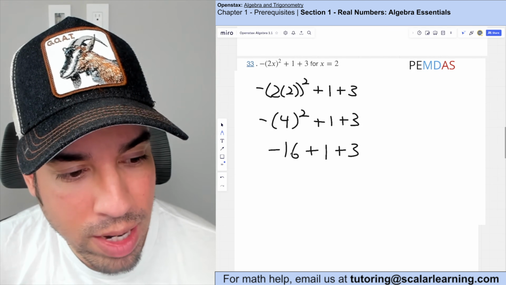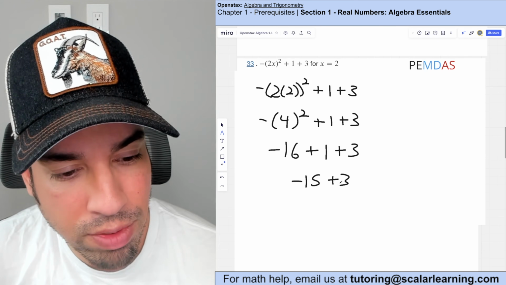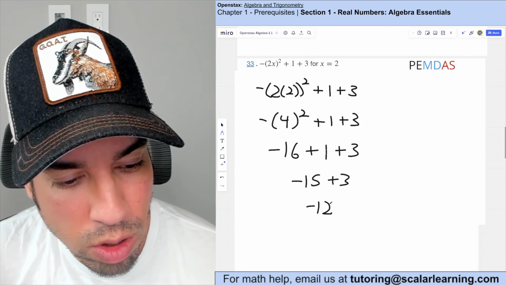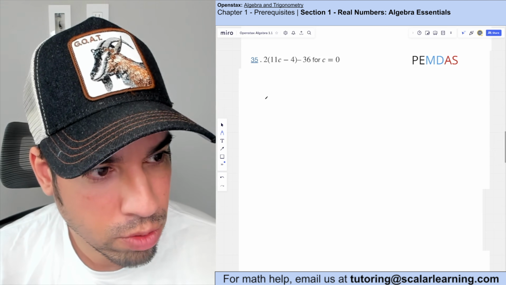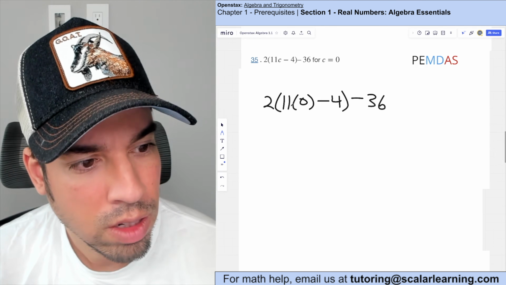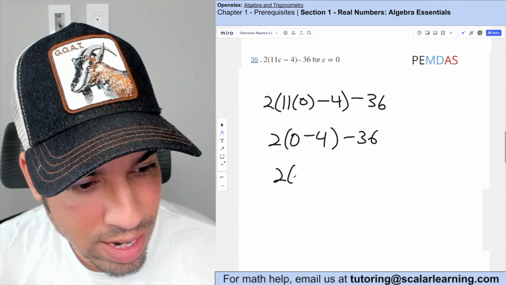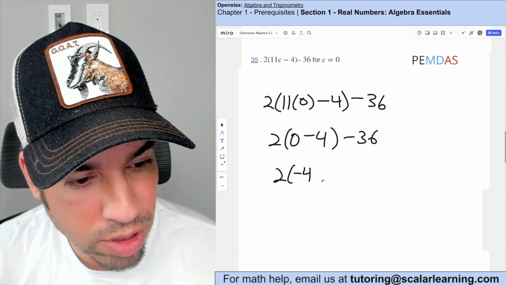Then I'm going to go left to right. -16 plus 1 is -15. And then -15 plus 3 is -12. Done. Here we're going to plug 0 in for c, so it's going to be 11 times 0. And 11 times 0 is, of course, 0. And then 0 minus 4 is, of course, -4. See how we're doing everything within the parentheses first.